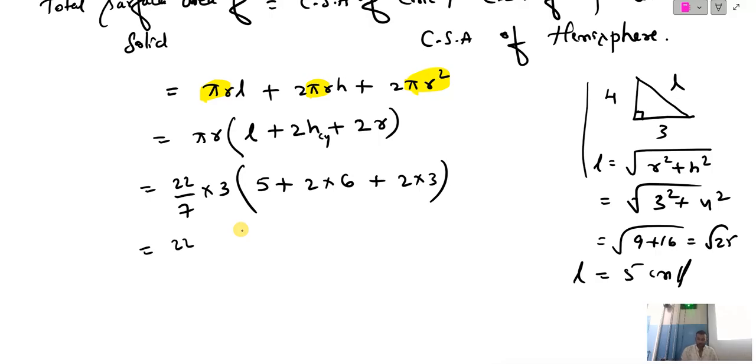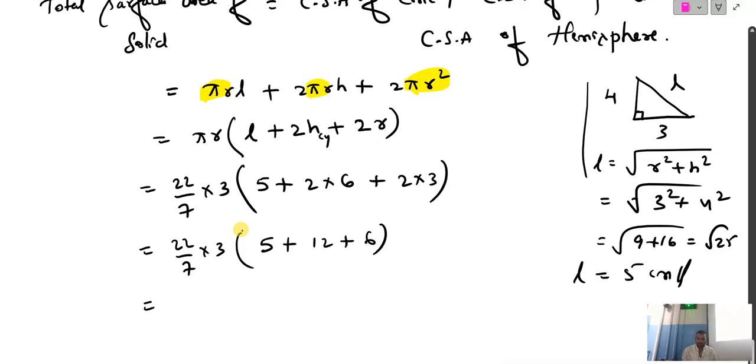Now 22 by 7 into 3 into 5 plus 2 6 are 12 plus 2 3 are 6, so 12 plus 6 is 18, 18 plus 5 is 23. Am I right? Correct, no? 12 plus 5 is 17, 17 plus 6 is 23.